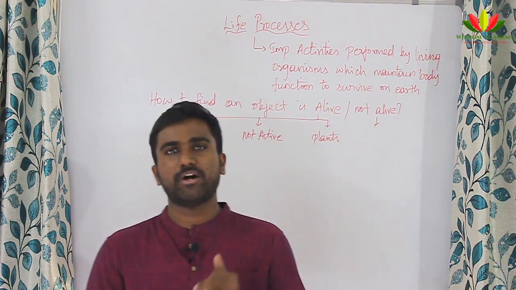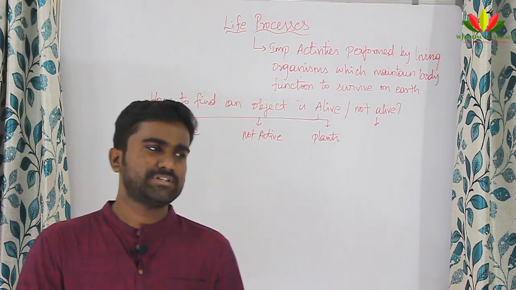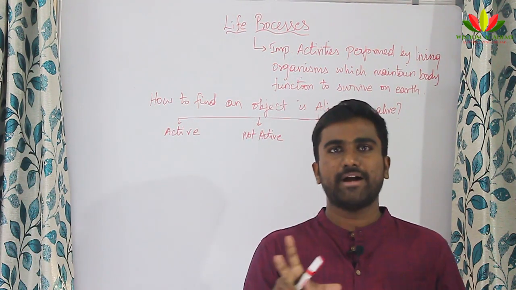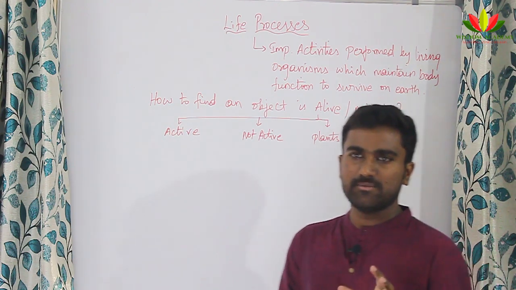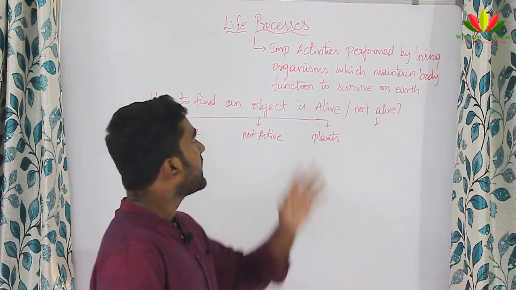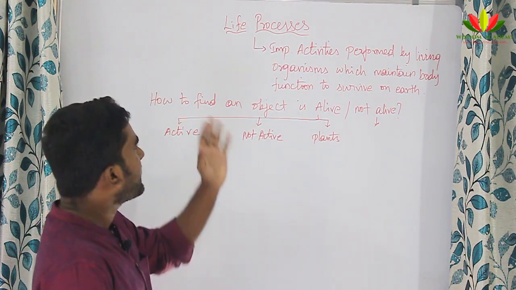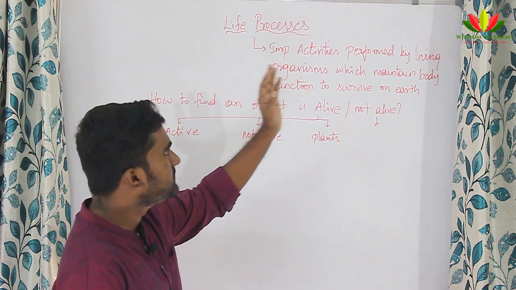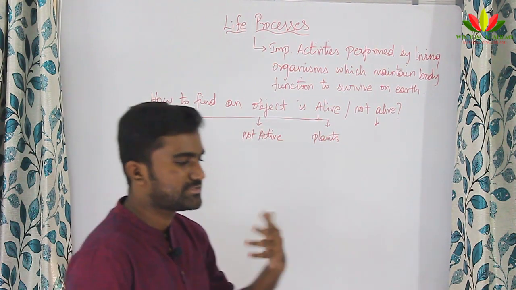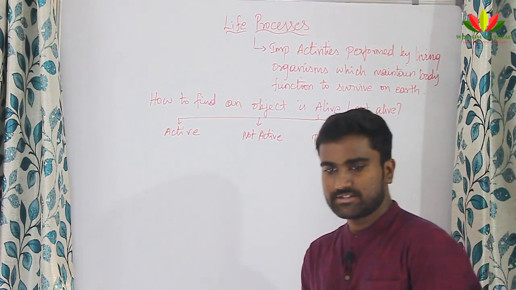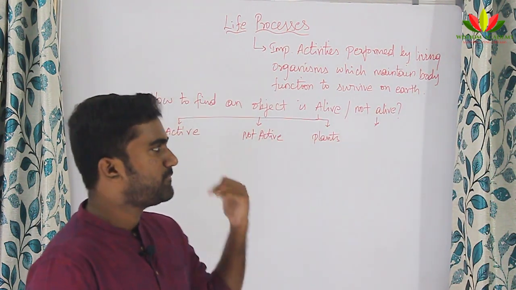But here in biology, what is life? Life is a characteristic which distinguishes a physical body that has a biological process. Any physical body that has a biological process, we call it life. What is a life process then? A life process is an important activity performed by a living organism which maintains the body functions to survive on earth. To survive on earth, the body has some important functions, so they are called life processes.